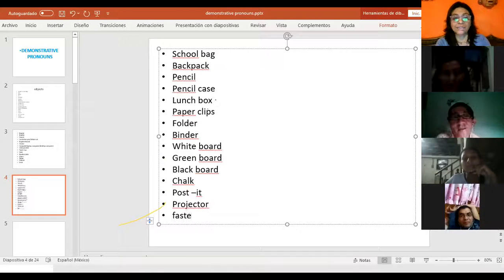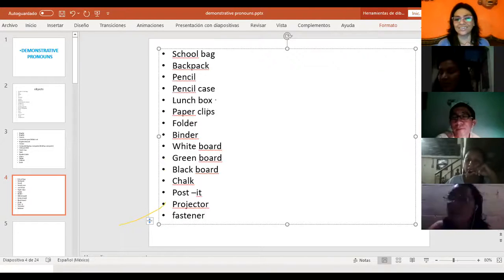Fastener. Excuse me? Fastener. Ah, it's a fastener. Sí. Y la pizarra para proyectar. De hecho lo decimos mal. Hay gente que dice faster, pero faster no es nada. Por ese nombre. Fastener. Los fast es como detener. All right, en ese contexto.